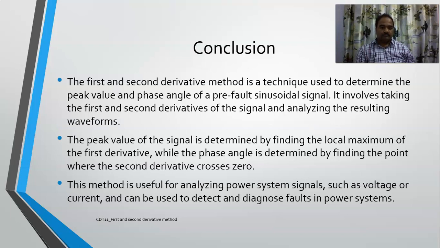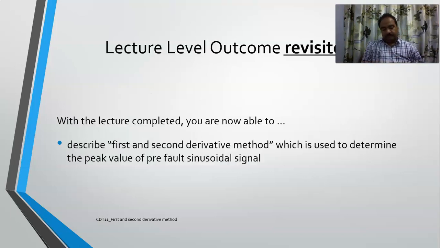So in conclusion, this particular method is used to determine the peak value and phase angle of a pre-fault sinusoidal signal. It involves first and second derivatives, just like your previous one, sample and first derivative, but it is a little bit advantageous when compared to the previous method, because we will be able to eliminate the DC components. And I hope that now you are able to describe this particular method and compare it with the previous sample and first derivative method.